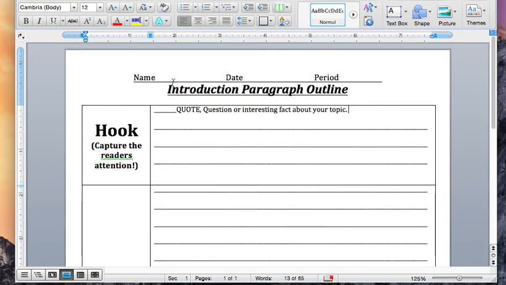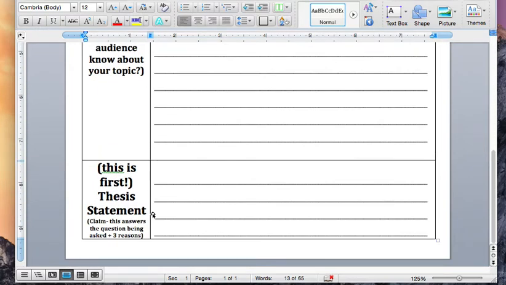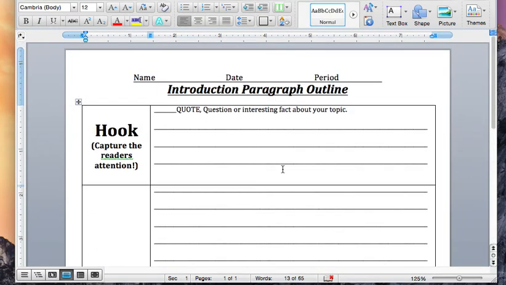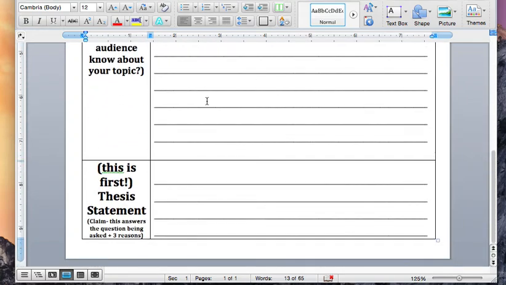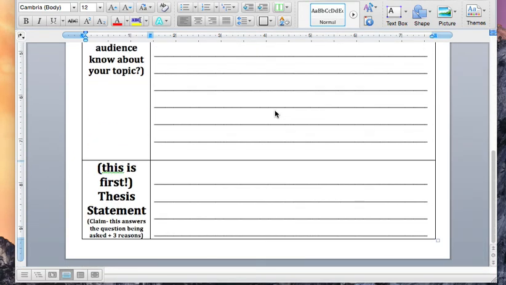Okay, so again, your intro paragraph has 3 major parts: your hook, background information, and a thesis statement. These 3 things need to happen in order to be successful for this. And that's about it. If you have any questions, feel free to ask. Otherwise, you're good to go. Remember, hook, background, thesis.